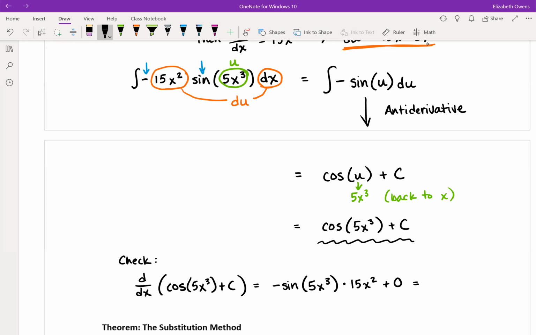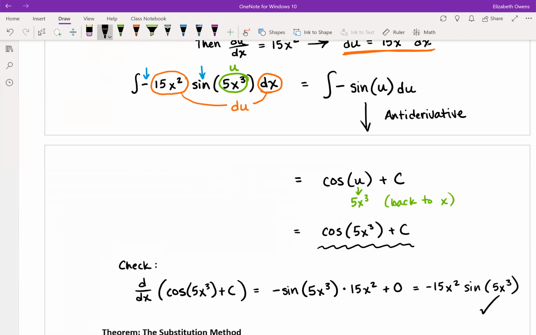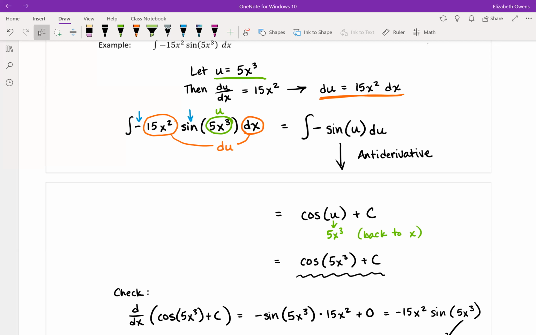Okay, and so we end up with negative 15x squared sine of 5x cubed, which is our original integrand right here. Okay, so that tells us that this checks out. Our answer is solid. Very nice. Okay, so that is our first u-substitution problem. And in the next couple videos, we'll look at different ways to choose your u and different examples to give you an idea of how this works.